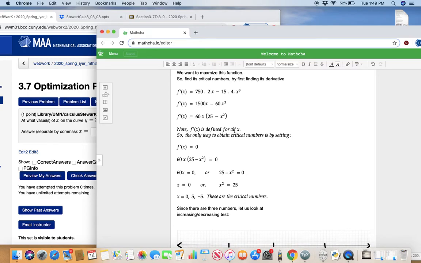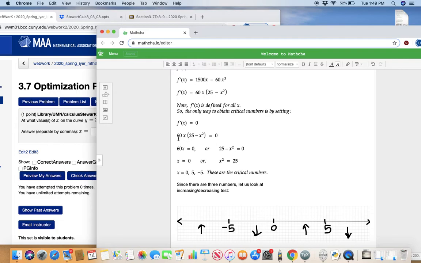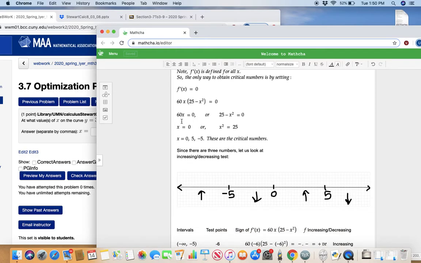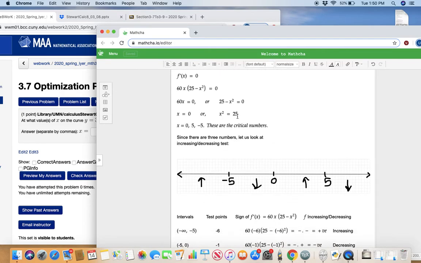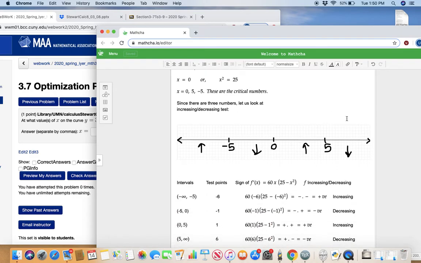So the derivative is defined everywhere. So the only way of finding critical numbers is by setting the derivative to 0. So write this expression equal to 0. When something is 0, factors are 0. 60x is 0, or 25 minus x squared is 0. 60x is 0, so divide both sides by 60, you get x equals 0. Or here, x squared is 25, and taking square roots, you get 5 or negative 5. These are my critical numbers.